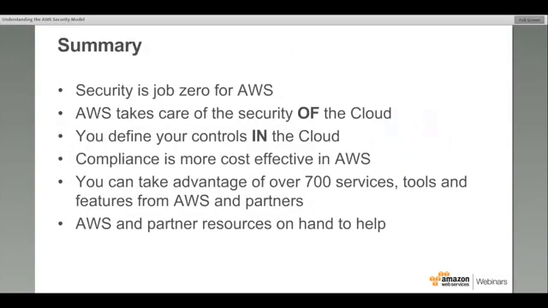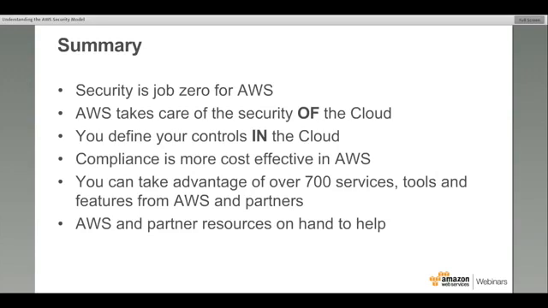So in summary, security is job zero for AWS. We take care of security of the cloud and all those controls that we've talked about earlier to make sure that we're running our services in the most secure and optimal way possible. You get the freedom to define the controls you want to have operating in the cloud so that it is the most effective set of solutions to make sure that you get all your security controls met for your objectives.